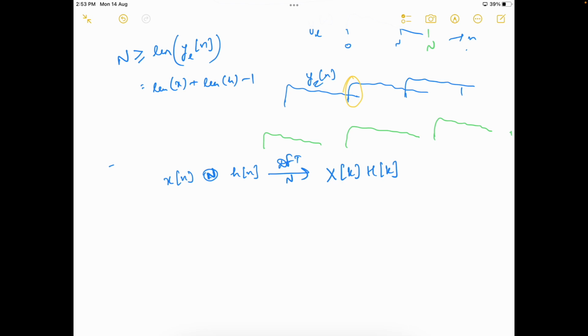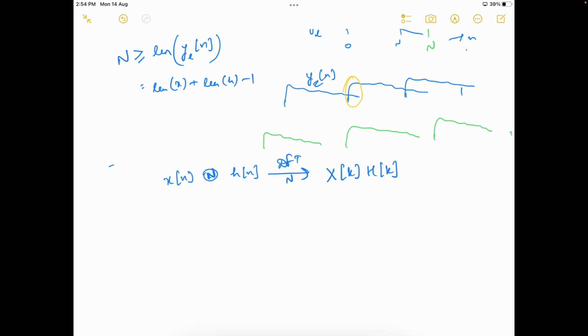Now I recorded audio of 1 hour at a sampling rate of 44,000 hertz. How many samples do you get? What is the length of x? 44,000 into 3600. Approximately 10 to the power how much? 44,000 is 4 into 10 to the power 4, plus 3600, so 4 times 10 to the power 7, so 10 to the power 8 approximately. So my capital N should be greater than 10 to the power 8. My computer will die if I do such kind of processing, right?